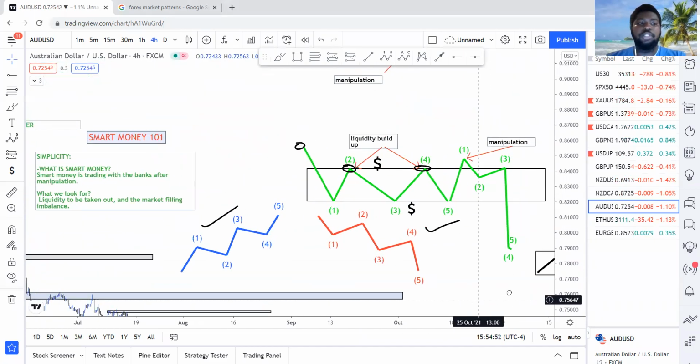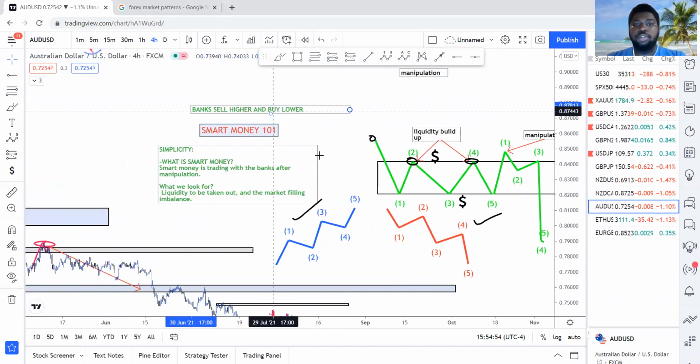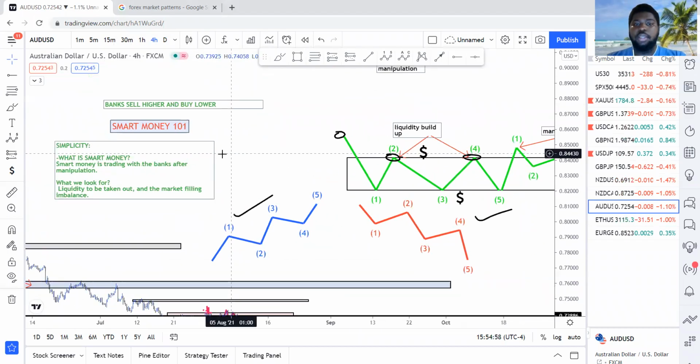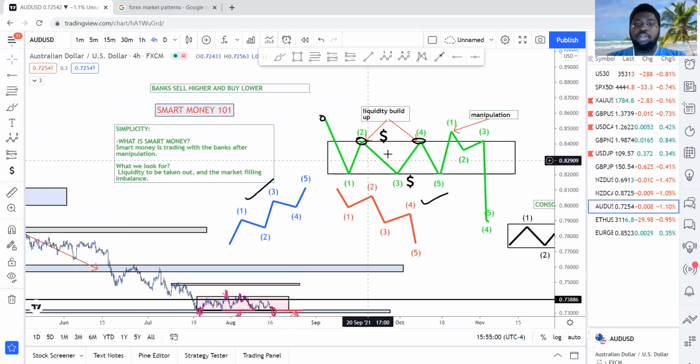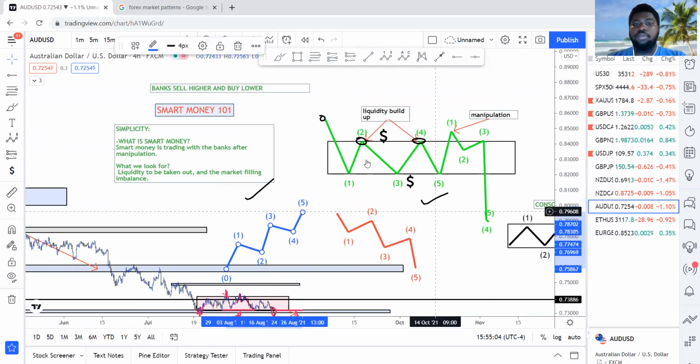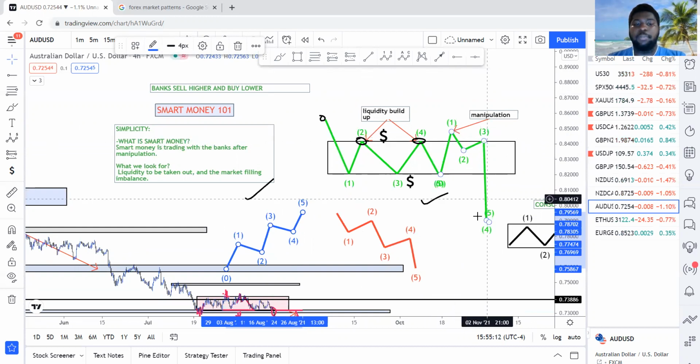All right, so this is banks, this is Smart Money 101, right? And this is the diagram example, right? So my liquidity is being built up, double bottom, double top, right? Then the manipulation of it breaking out, closing back in, retest, and then drop, right?